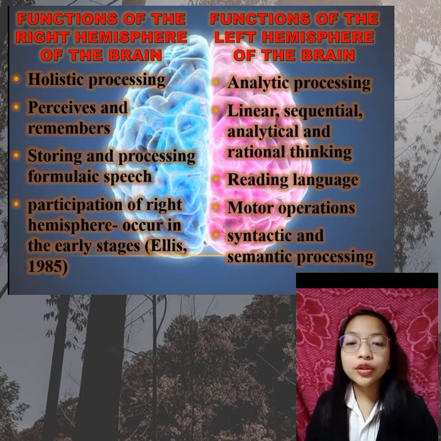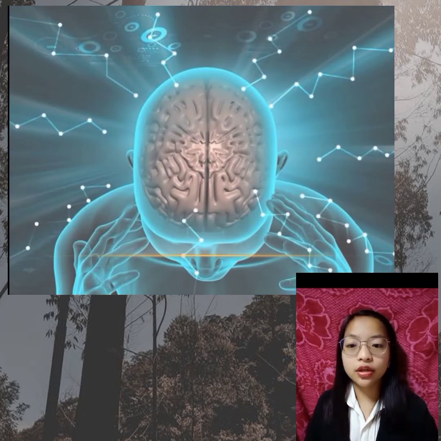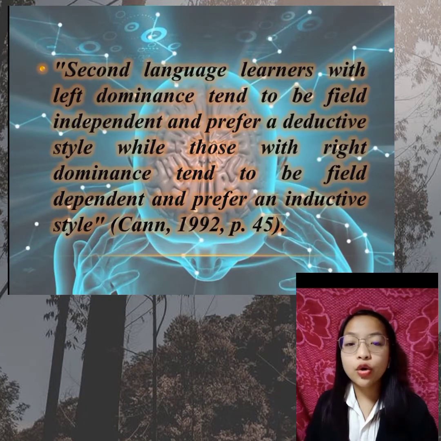Moreover, according to the research conducted by Cannon in 1992, it was hypothesized that both hemispheres of the brain operate together, wherein second language learners with left dominance tend to be field independent and prefer a deductive style of learning, while those with right dominance tend to be field dependent and prefer an inductive style of learning. And that's the end of my discussion about the different functions of the right and left hemisphere of the brain.